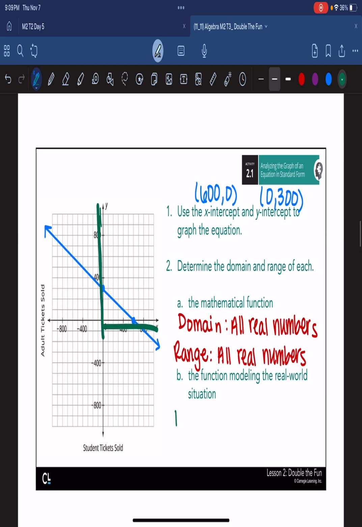So, my domain for the real world. My smallest domain value is 0. My largest domain value is going to be 600. So my domain in the real world situation would be 0 is less than or equal to x, which is less than or equal to 600.